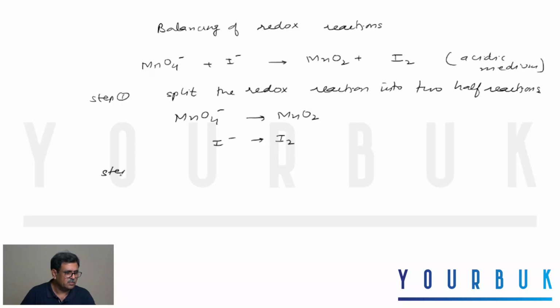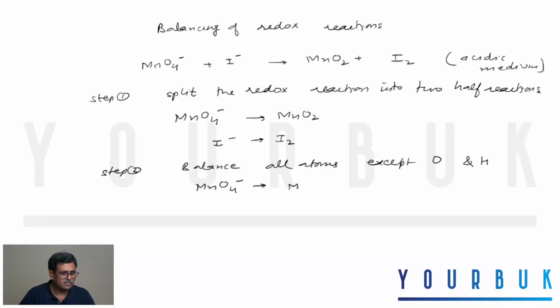Then step number 2 is balance all atoms except oxygen and hydrogen. So in the first equation, manganese is already balanced. In the second equation, we balance the I by writing 2 on the left hand side.